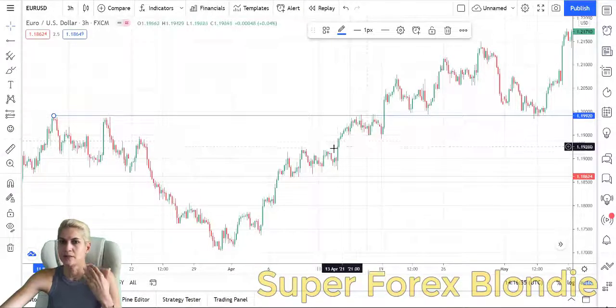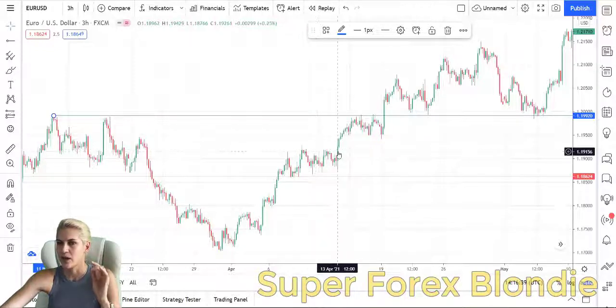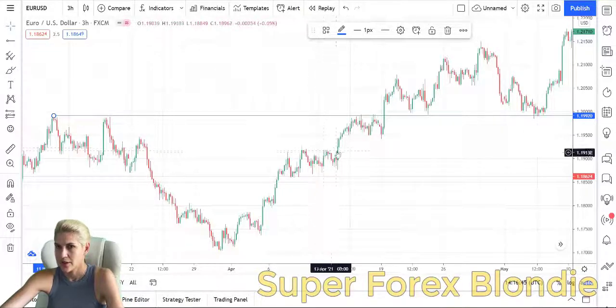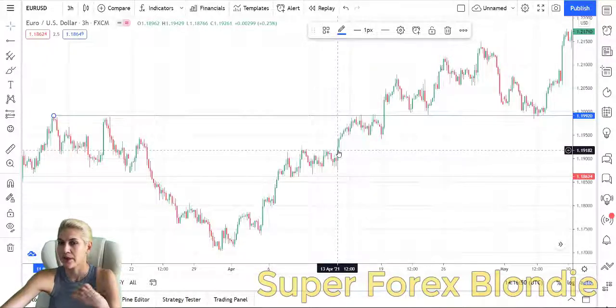So for the risky players among you, you can enter a position at the breakout line like this here. Here the candle closes above this top, and this here too, and from here you can enter a buy position or multiple positions.